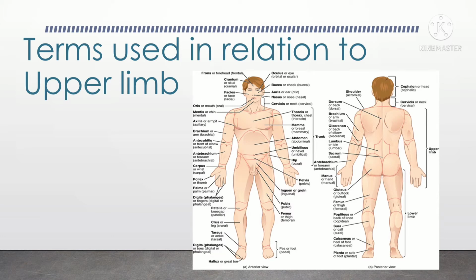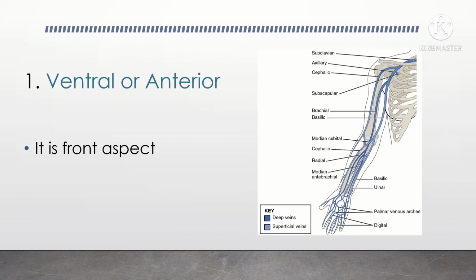Whenever we learn about the medial or the lateral, the medial should be for this position, not for the position which is shown in the second diagram. Let's move to this and learn more about this topic. First is the ventral or the anterior part. It is present in the front aspect. You can easily determine by seeing the clavicle or the sternum.